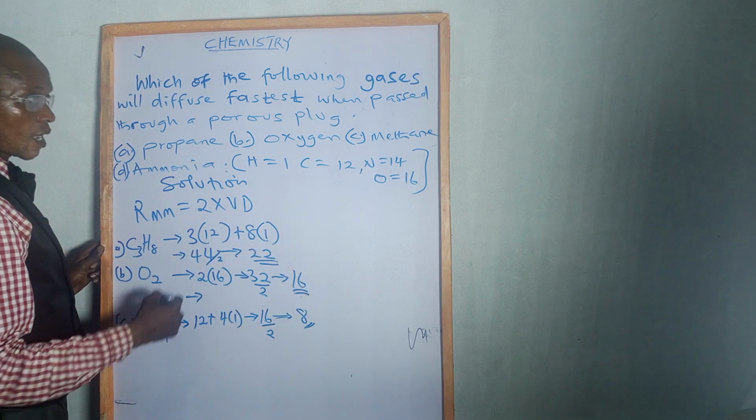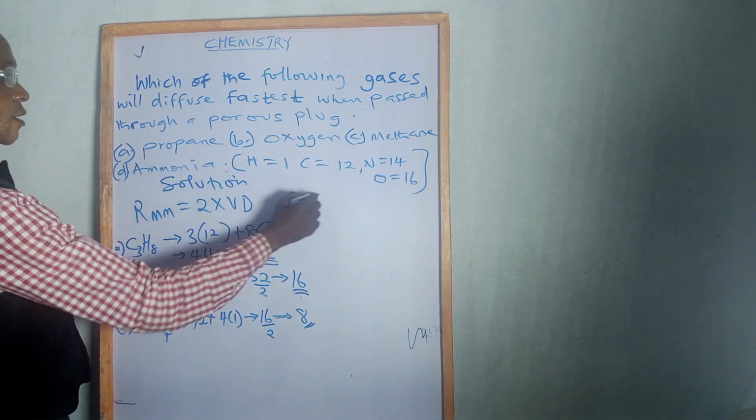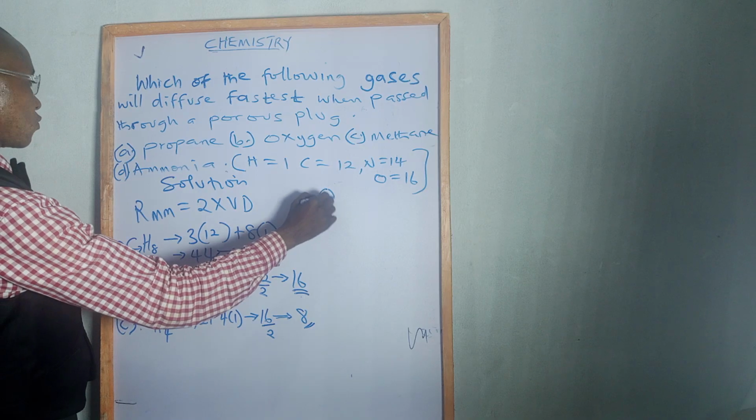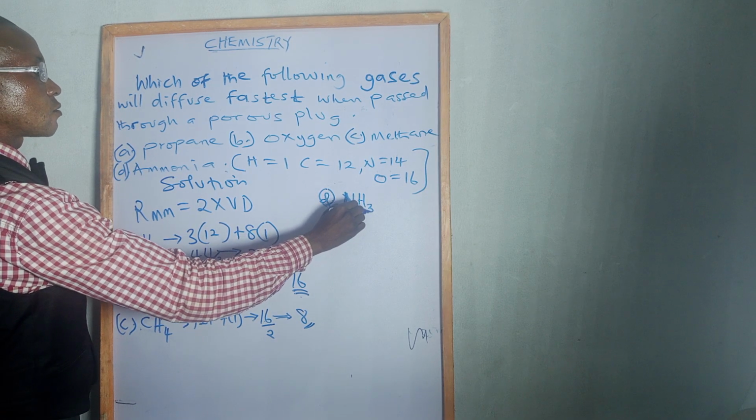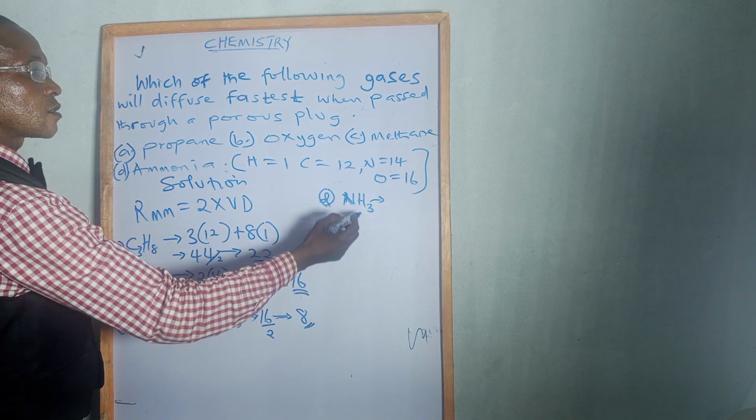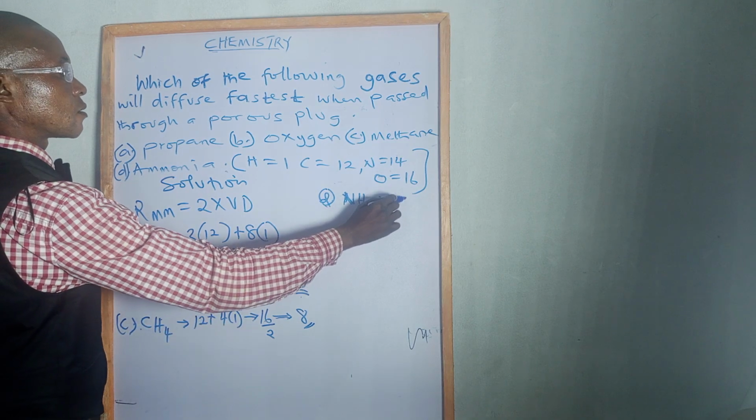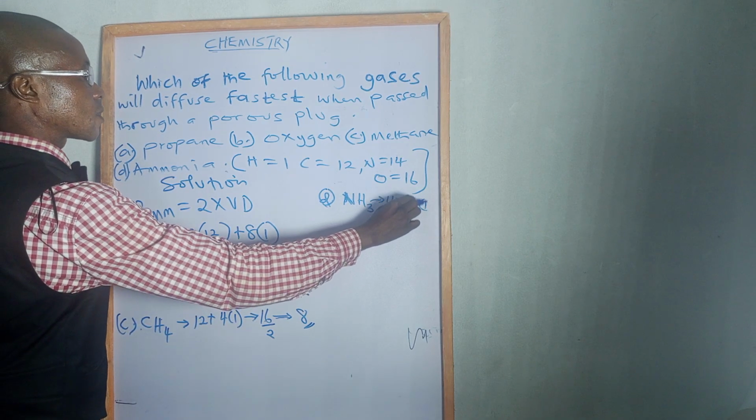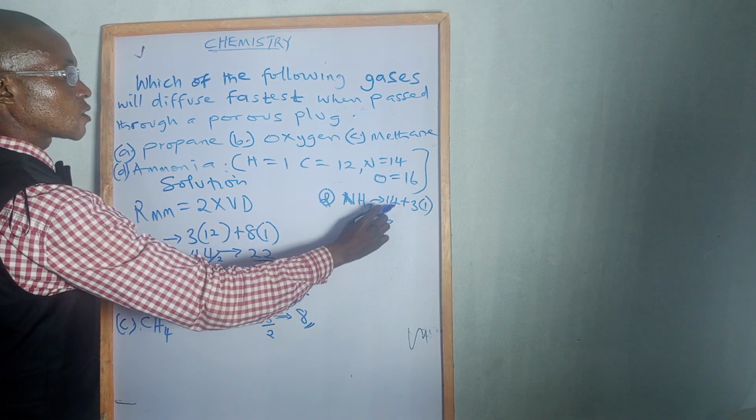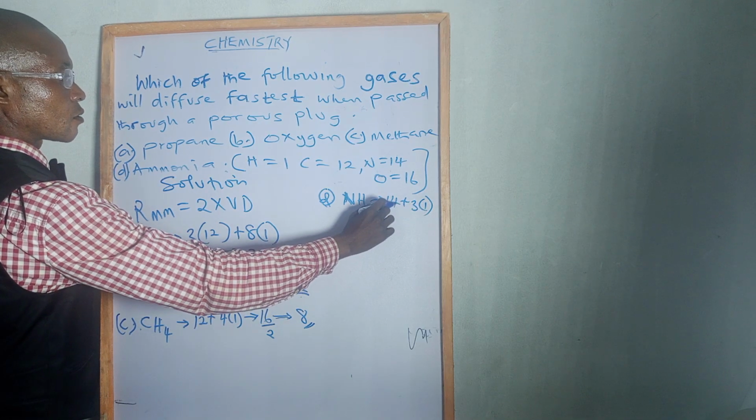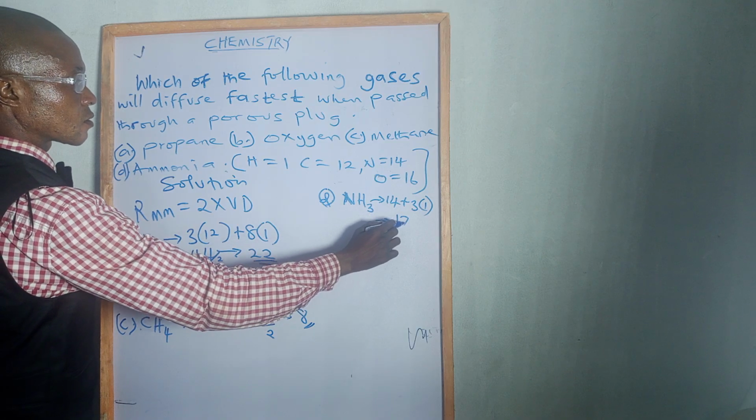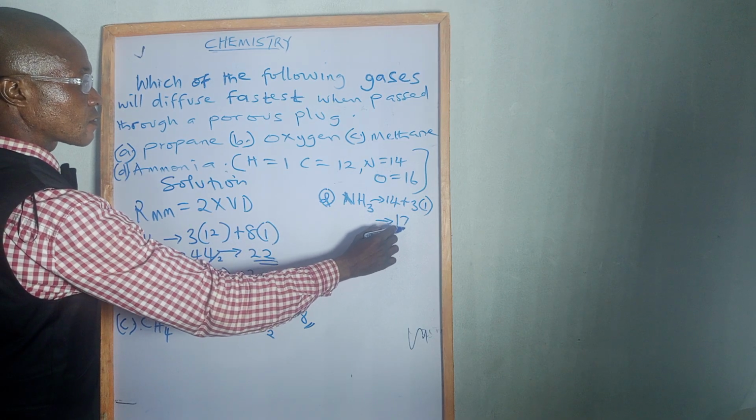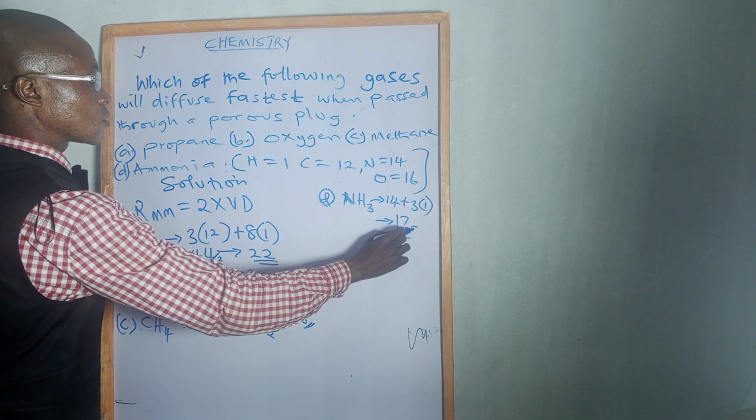Then for the last one, that's ammonia. Ammonia is NH3. Nitrogen is 14 plus 3 into 1. You add 14 to 3, that will give you 17. When you divide 17 by 2, that will give you 8.5.